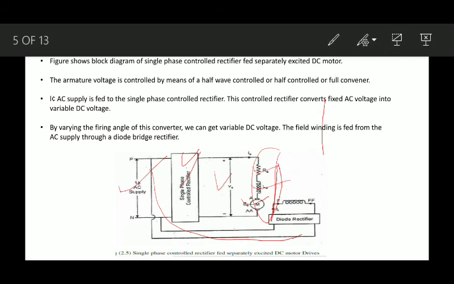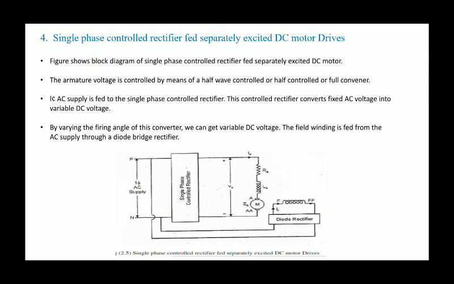On the basis of this, the figure shows the block diagram of a single phase separately excited DC motor. The armature voltage is controlled by means of half wave control or full wave control, depending on the requirement of the speed of the motor.